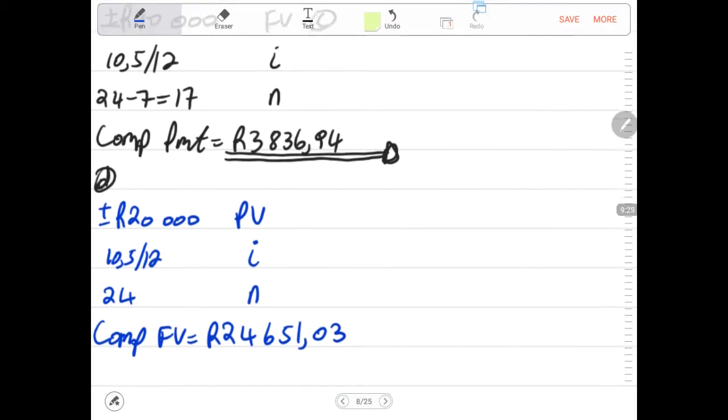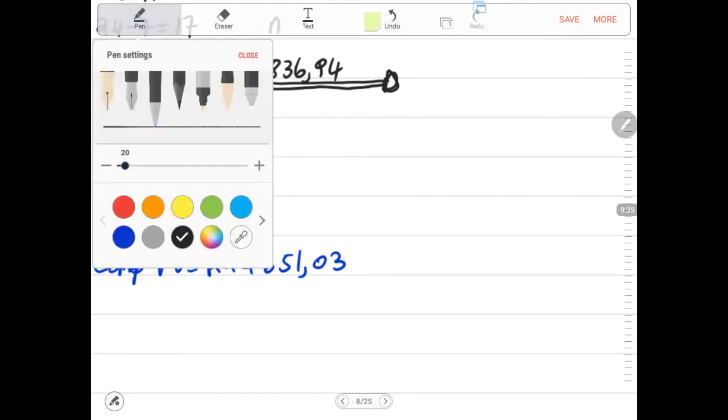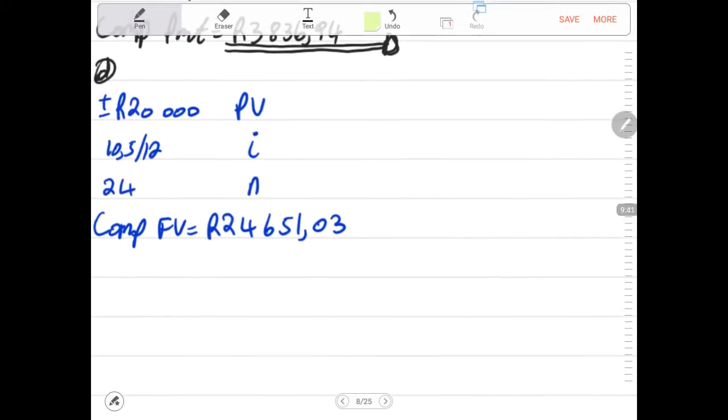So 24,000 is what is available. Is 24,000 enough? No, 24,000 is not enough. So now we need to say how much then is needed to be raised. We need to calculate the balance to be raised. How much balance must be raised? So we need to say 70,000 is what they need.